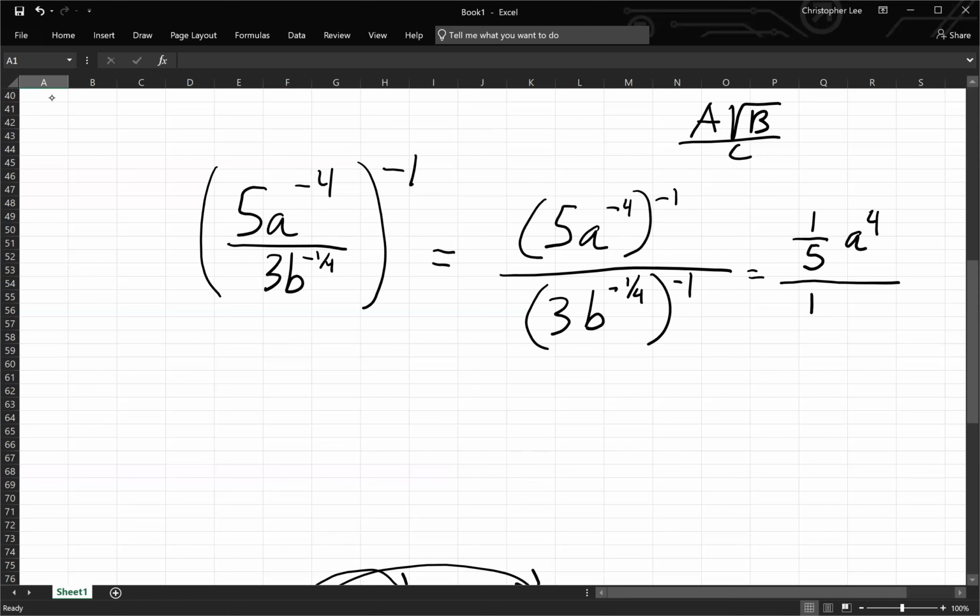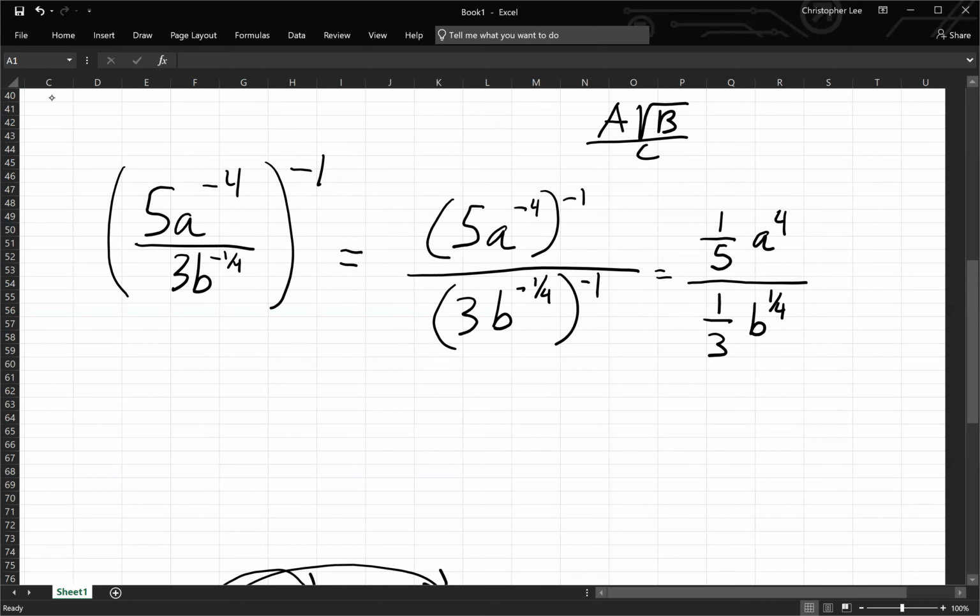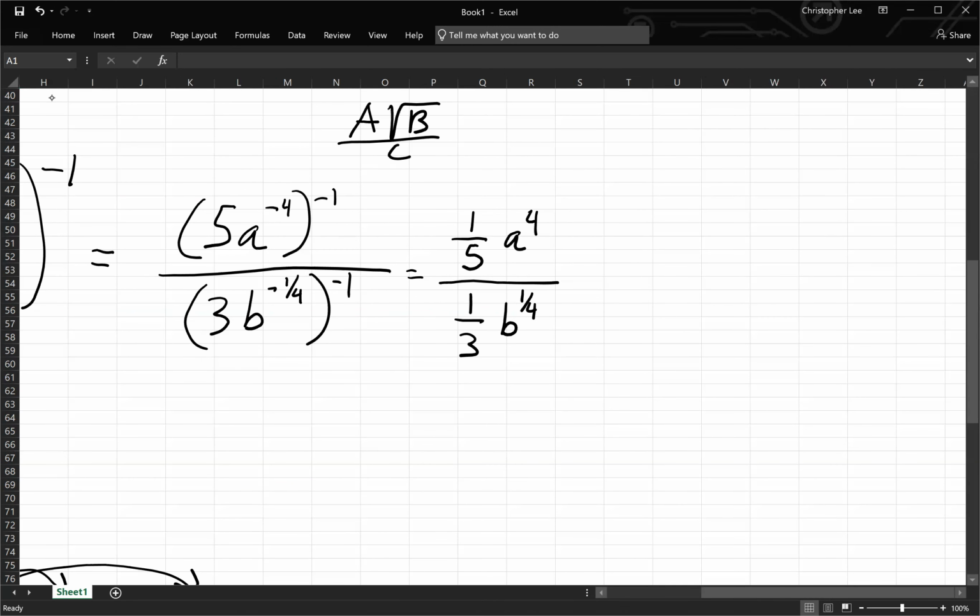For the 3, you already know that's going to be 1 over 3. And then for the b, we're going to have negative 1 over 4 raised to negative 1 power. You raise the power to a power, you multiply. So this would just be b to the positive 1 over 4 power. Now, let's simplify this a little bit. So the top, I'm just going to rewrite this before I simplify it. This is going to be a to the 4 power over 5 divided by b to the 1 over 4 power divided by 3.